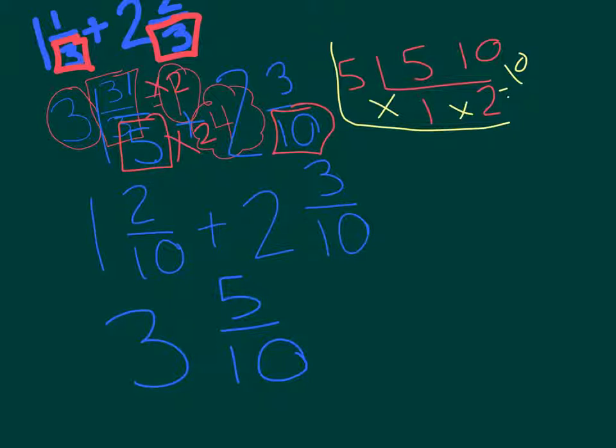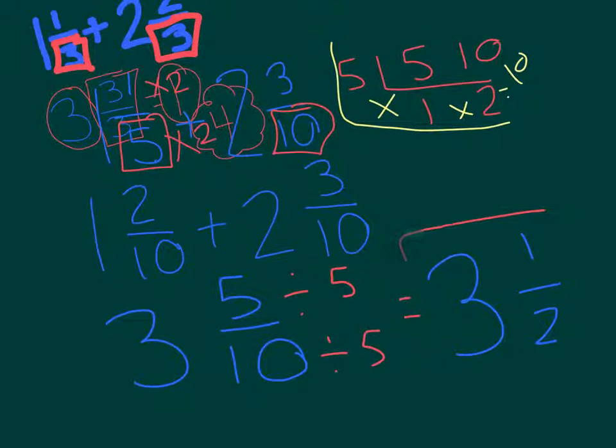Now we should immediately recognize something with our fraction, that 5 tenths is not in simplest form. And we should know the greatest common factor of 5 and 10 is 5. So I'm going to put this fraction in simplest form. So my whole number is going to stay the same. Now I'm going to divide 5 by 5, which is 1. And I'm going to divide 10 by 5, which is 2. So your final answer for this problem would be 3 1/2.